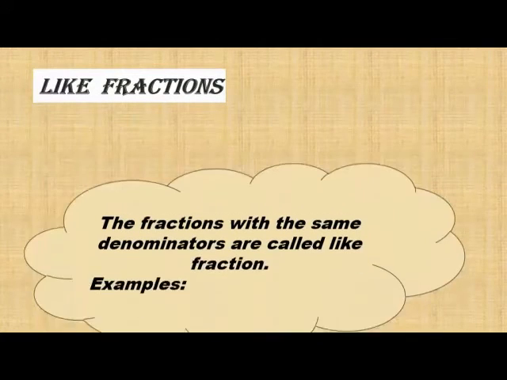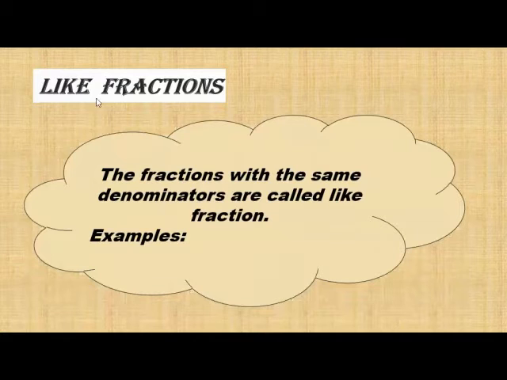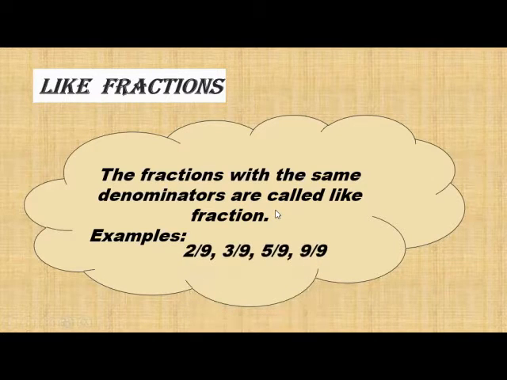Now move to another type, which is like fraction. What is like fraction? The fractions with the same denominator are called like fractions. These are the examples: 2 upon 9, 3 upon 9, 5 upon 9 and 9 upon 9. As you can see, in these fractions the denominators are the same, so these fractions are known as like fractions.